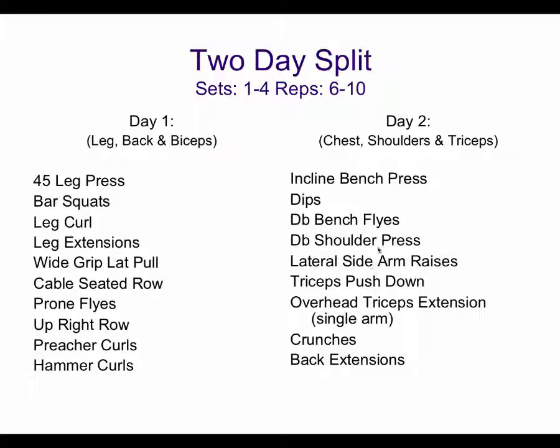I then have thrown in lateral side arm raises, which the medial deltoid has no muscle to balance it off with in an agonist-antagonist balance, so we don't need to worry about balancing this out. We have 1, 2 tricep exercises here and 2 bicep exercises here. We have a crunch and back extension, hence this program is a balanced program.